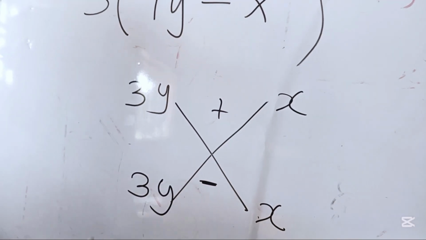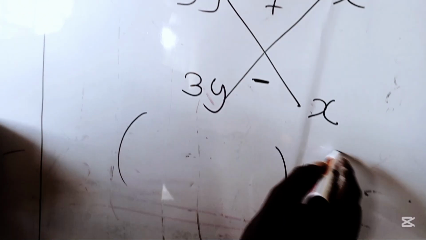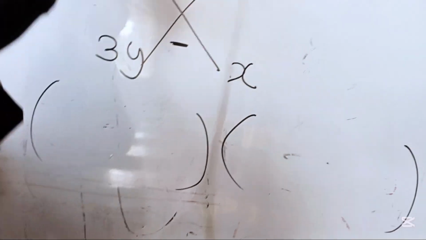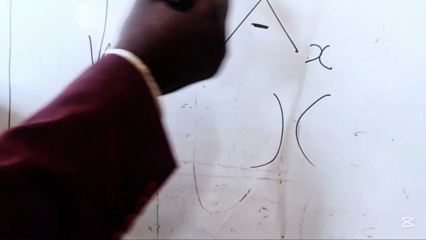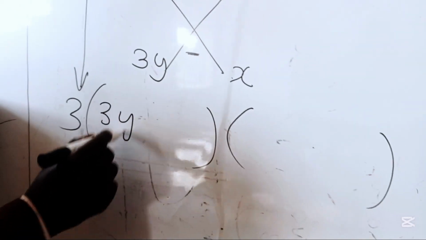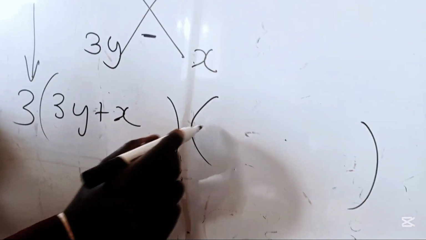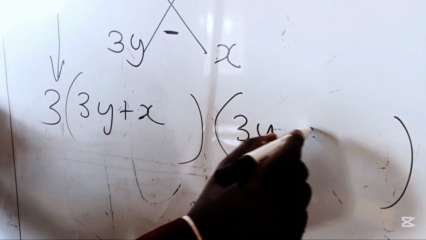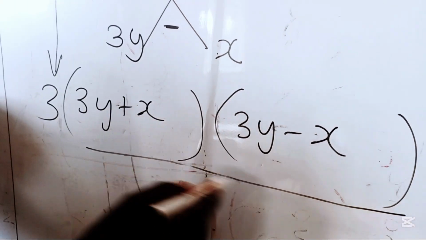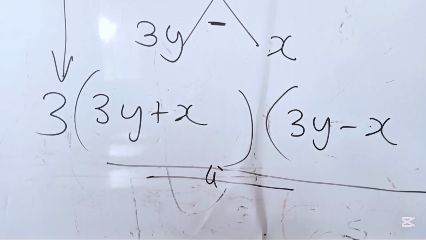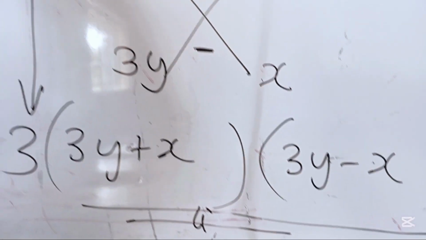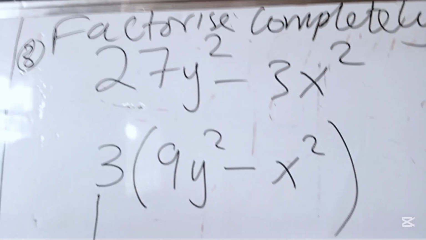So from there, you put these in brackets. You agree with me that you bring down this 3, which you had factorized. Then you take the one which is 3y plus x. The other one will be 3y minus x. It means I have factorized. This was question number 3. So our question number 3 was to do with factorize completely.